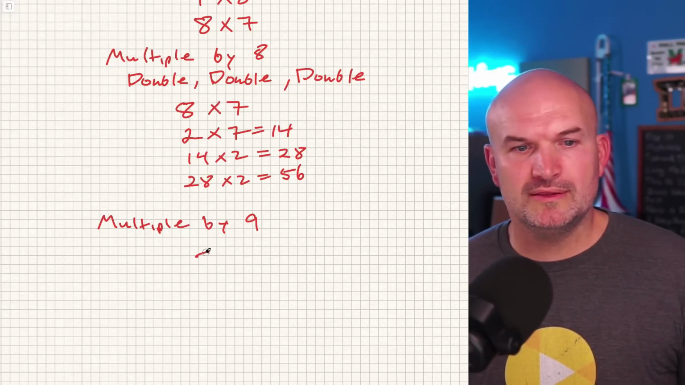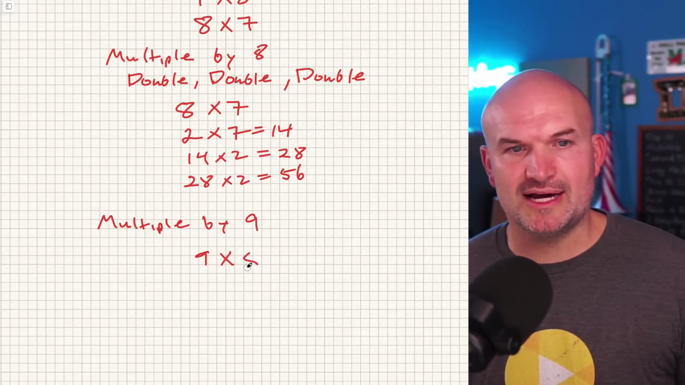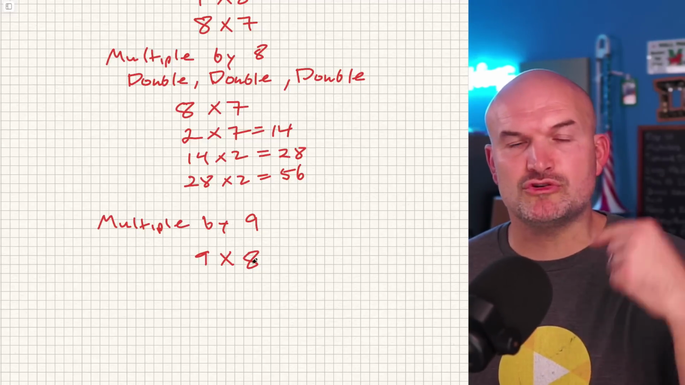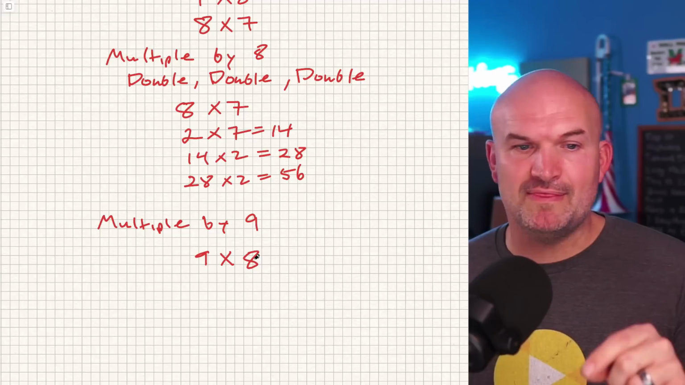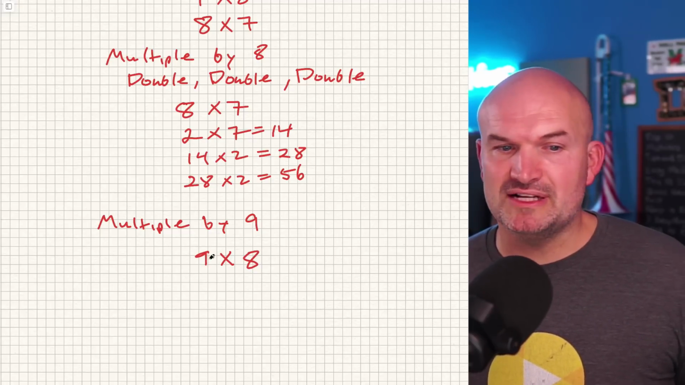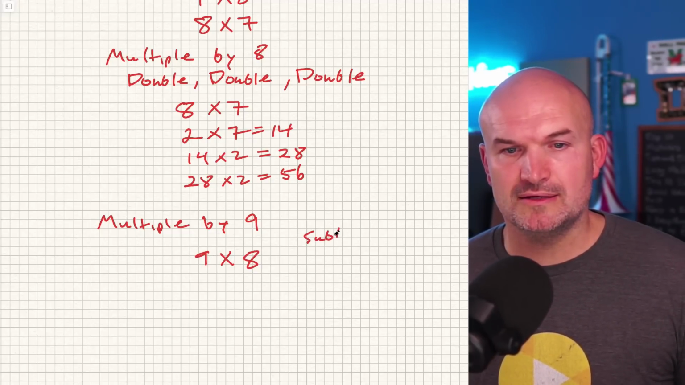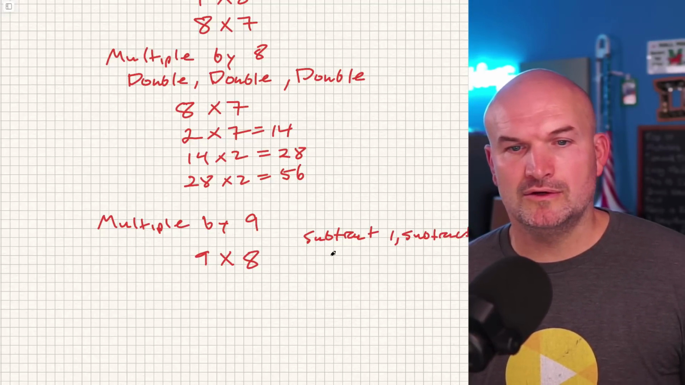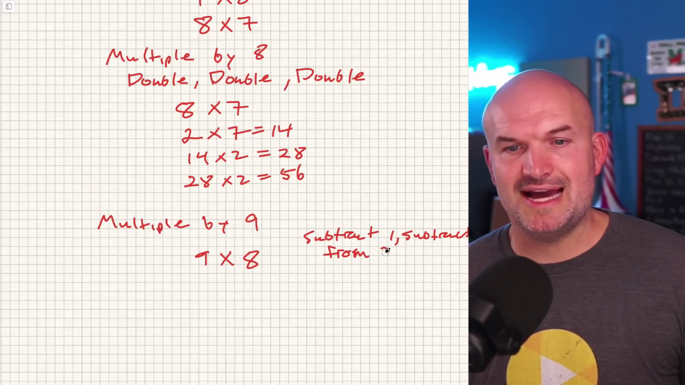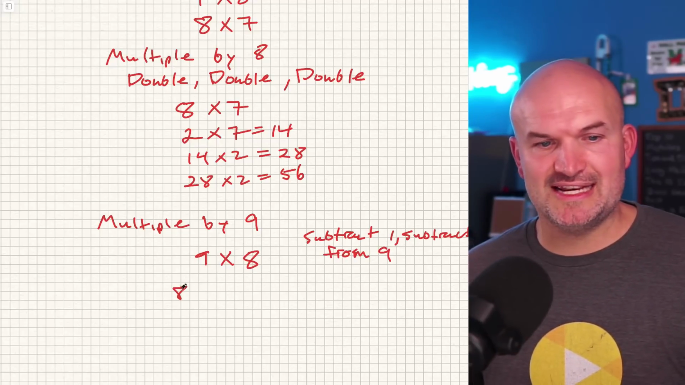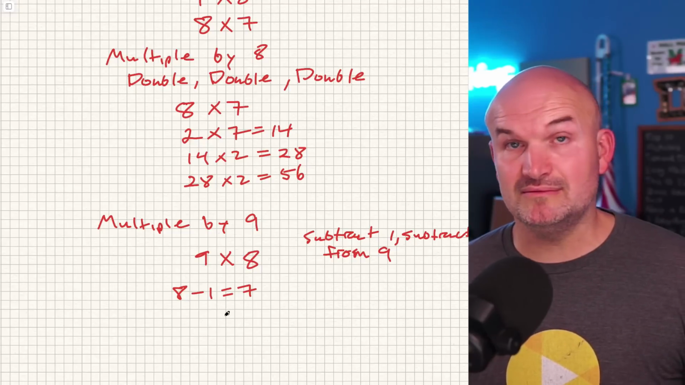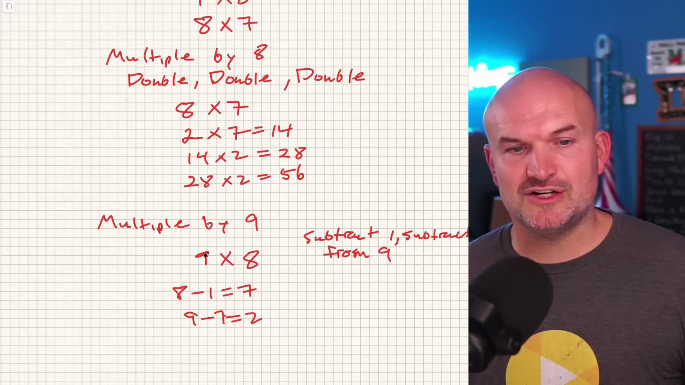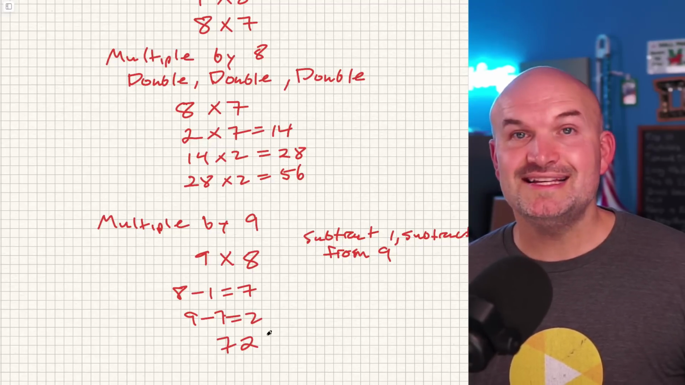So let's go through the number 9s, or what we do with the number 9s. So for the number 9, all we're simply going to do is we are going to subtract 1 from your digit, and then subtract that difference from 9. So if I take 9 times 8, 8 minus 1, that's going to give me a 7. That's my first digit. And then I do 9 minus 7, and that's going to give me 2. And my final answer for 9 times 8 is, ladies and gentlemen, a 72.